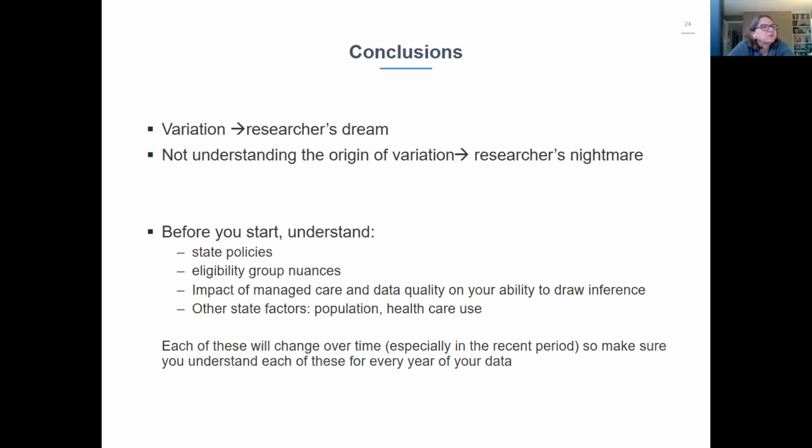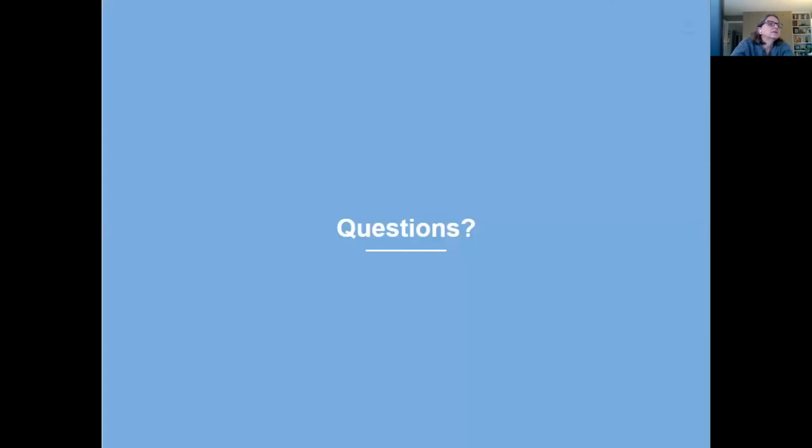From my perspective, variation is a researcher's dream. It's where we find things. If there's no variation, there's nothing exciting. But the challenge is that we have to understand the origin of the variation, because our nightmare is not taking the time to think about it and to try to understand it. Even as an epidemiologist, putting on that hat, I could say, well, I'm not an economist. I don't care about money. I'm not a policy person. But in fact, even for somebody who might say they don't care about it, you really have to take the time to dig into state policy, to understand the nuances of eligibility groups, managed care, data quality, the population, the healthcare use, and all of that, and to make sure you understand how it varies state by state and over time during the design. And so with that, again, I would argue it's both an opportunity and very much a challenge. Are there any questions?